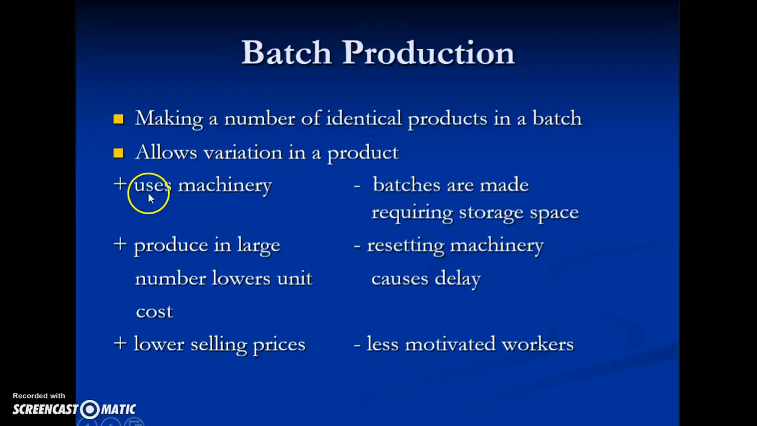When we look at the positive sides, we now start getting machinery as opposed to job production, which was highly skilled and more labour intensive. Now we've got machinery. It tends to be quicker and faster, and you could argue the quality may be higher. There would definitely be less wastage and fewer mistakes being made. However, batches are made in higher amounts, so you've got to store them somewhere, which always incurs costs in terms of heating, lighting, security, and somewhere to put them. Producing large numbers lowers the unit cost.